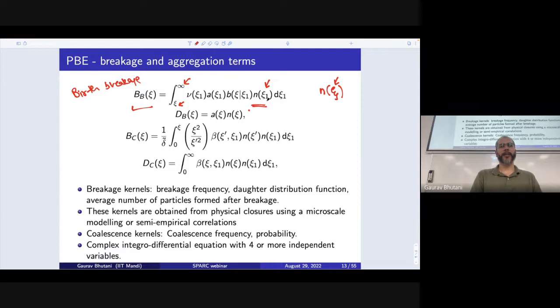So that depends on the number density function of particles xi1. If there's no bigger particle, then it cannot form a smaller particle. So if n was 0 for larger particles, then there's no breakage effect. Okay, so this depends on n. It depends on some other properties as well. These are called breakage kernels. So this, for example, A denotes breakage frequency. That depends on the physical phenomena.